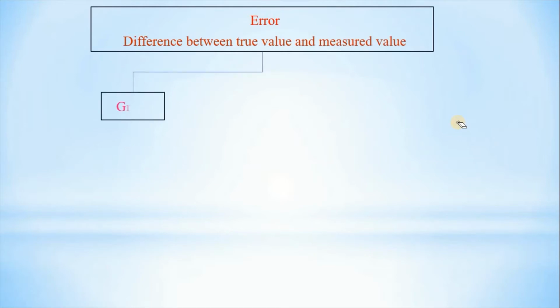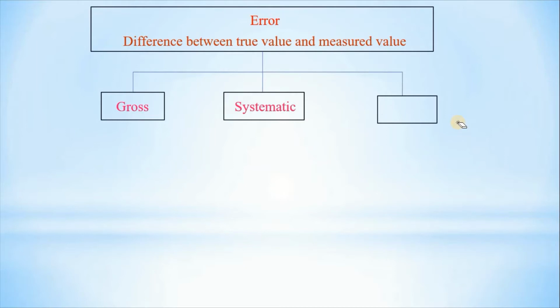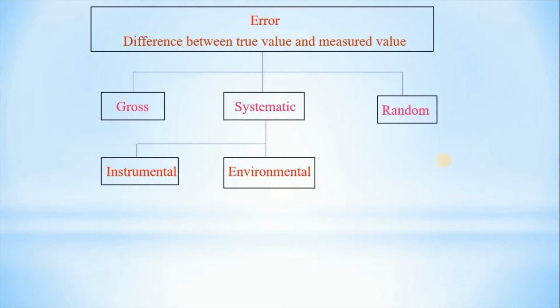So how are these errors classified? Error is the difference between the true value and the measured value. It is classified into gross error, systematic error and random error. So it is classified into three types: gross, systematic and random errors. Now the systematic errors are again classified into three types: instrumental, environmental and observational errors.